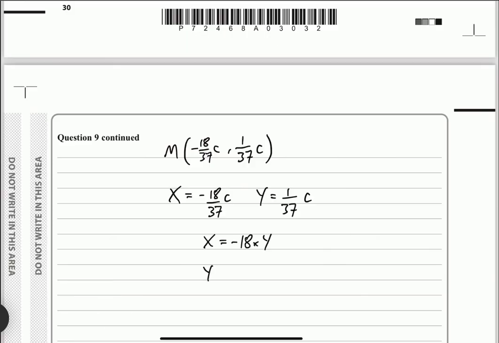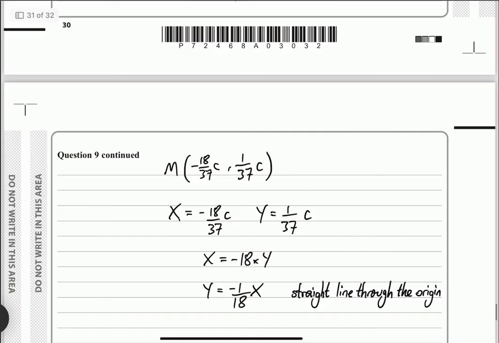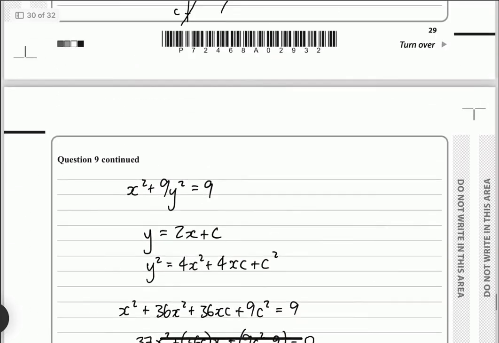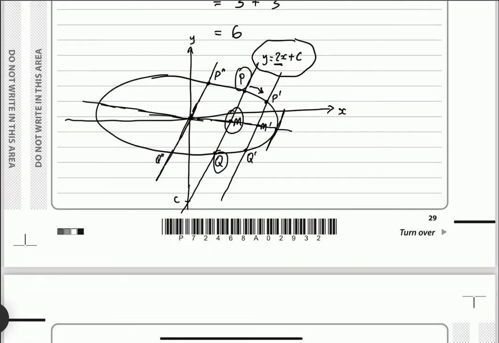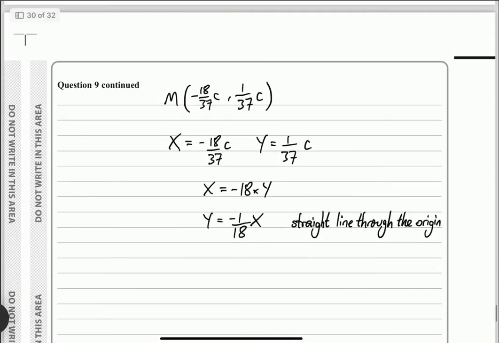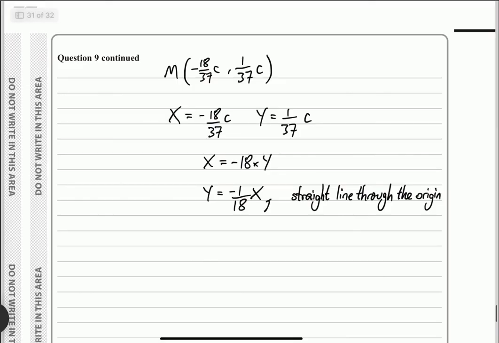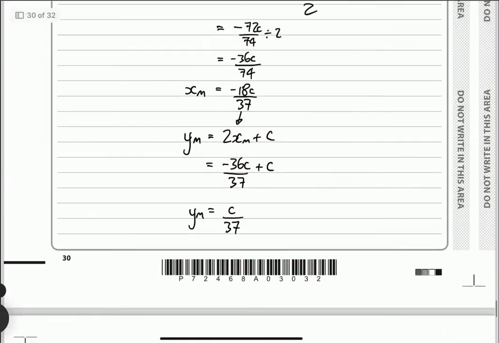And if I rearrange that, we see the line equation coming through. So that's a straight line through the origin. And minus 1 over 18 matches our very shallow gradient that we had on our kind of okay looking sketch, and it definitely goes through the origin because there's no constant here. So that is the final part, I think.